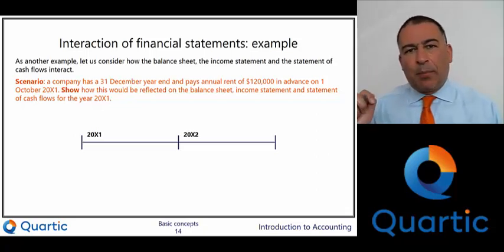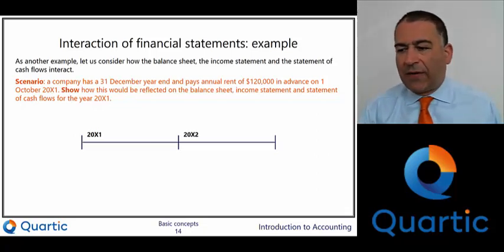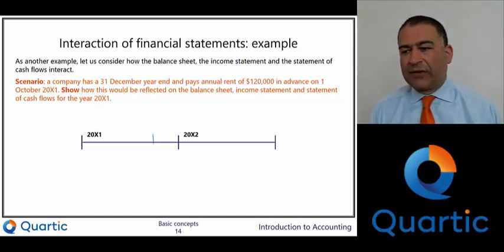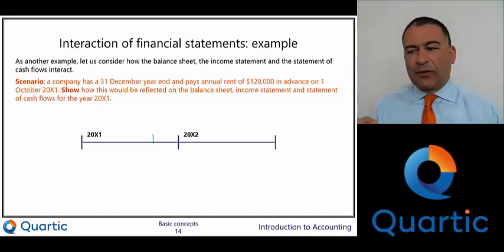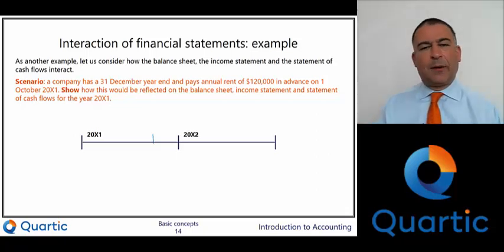But I just want you to pause and think, what are we doing here? We are paying rent of 120,000 on a date three quarters of the way through the year. So there's the 1st of October, and we're paying it for the full year in advance. Now, think about what's happening on the balance sheet. That's actually the hardest of the three. So let's start off with the cash flow statement.